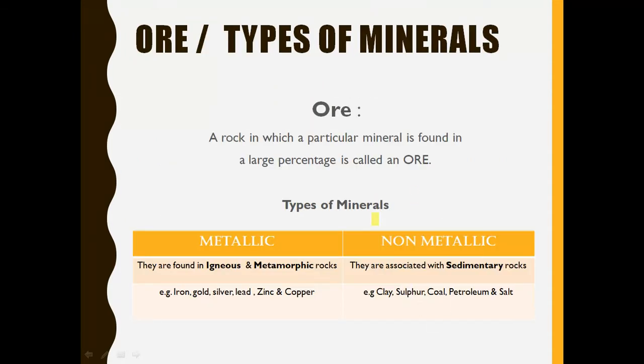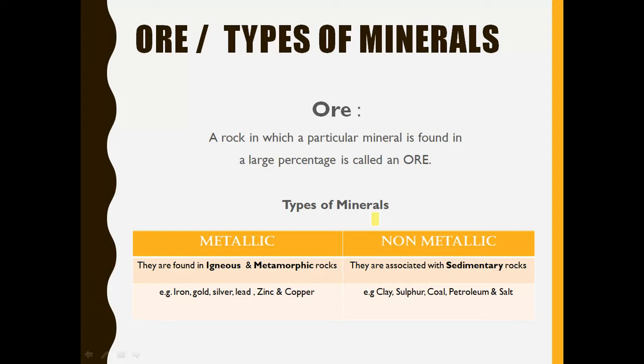Right, now what is an ore? A rock in which a particular mineral is found in a large percentage is called an ore. So many of you might wonder, what is an ore? See, honestly, ore is a mineral which has been found in a rock, or is a rock in which a particular mineral is found. And this mineral can be extracted from the rock and is economically profitable and economically feasible.